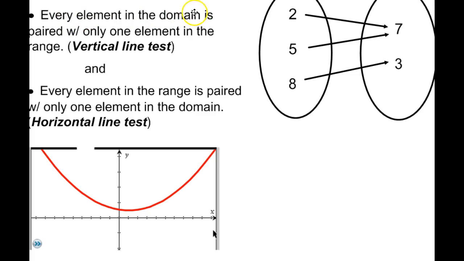So let's look at this and see if it passes both tests. Every element of the domain, all the x values, have a unique y value. If you took a vertical line and passed it along here, it crosses at only one point at a time. So that definitely passes the vertical line test.